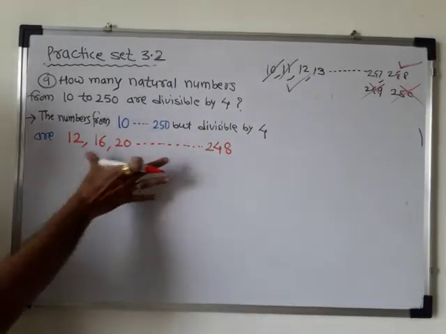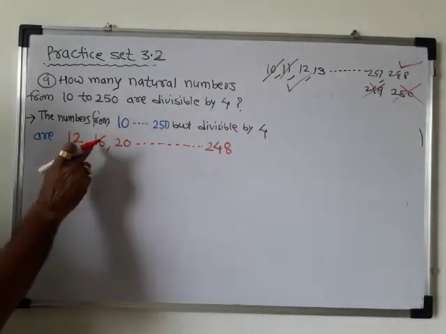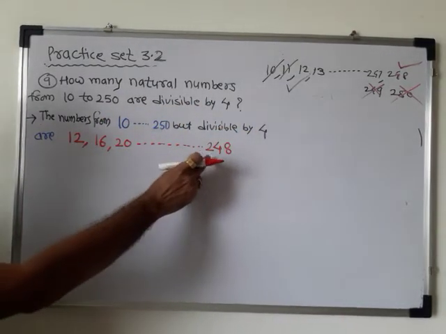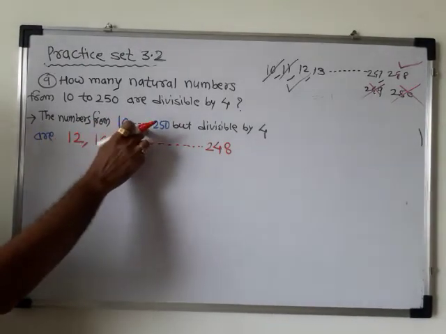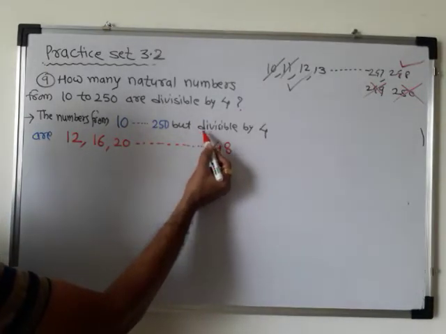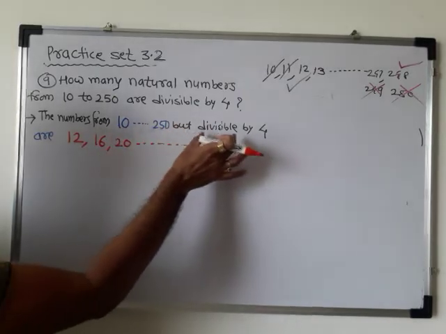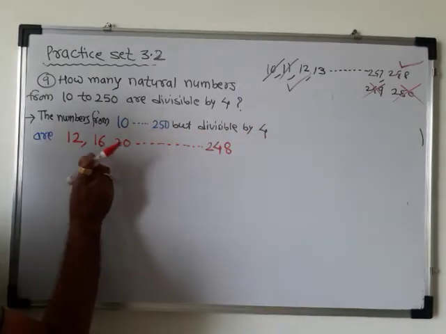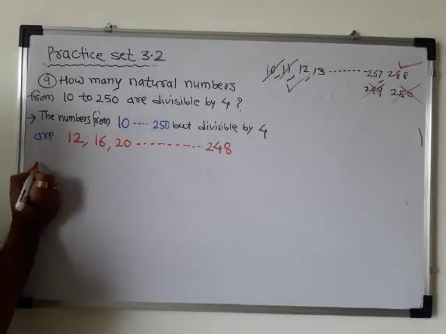Like this you have to prepare the arithmetic progression from the given condition, 12, 16, 20 dot dot dot up to 248. Don't take the first term as 10 and the last term as 250, because you have to satisfy the condition. First write down the numbers in this group which are divisible by 4. And then solve the sum.